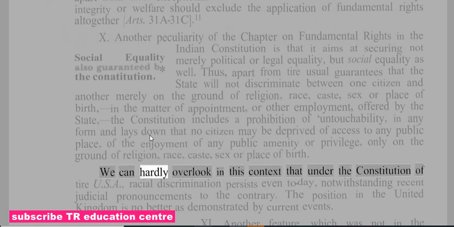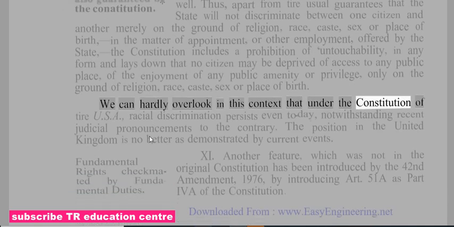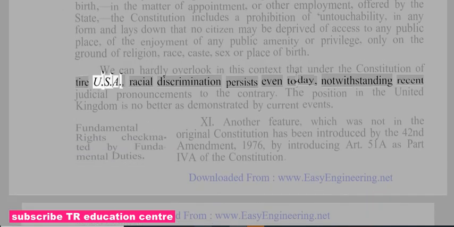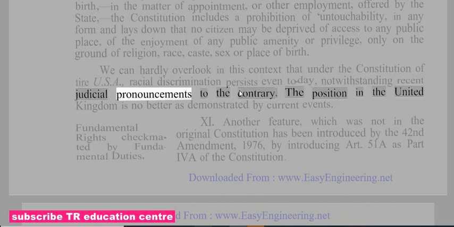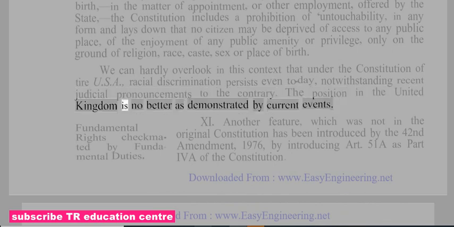We can hardly overlook in this context that under the Constitution of the USA, racial discrimination persists even today, notwithstanding recent judicial pronouncements to the contrary. The position in the United Kingdom is no better as demonstrated by current events.